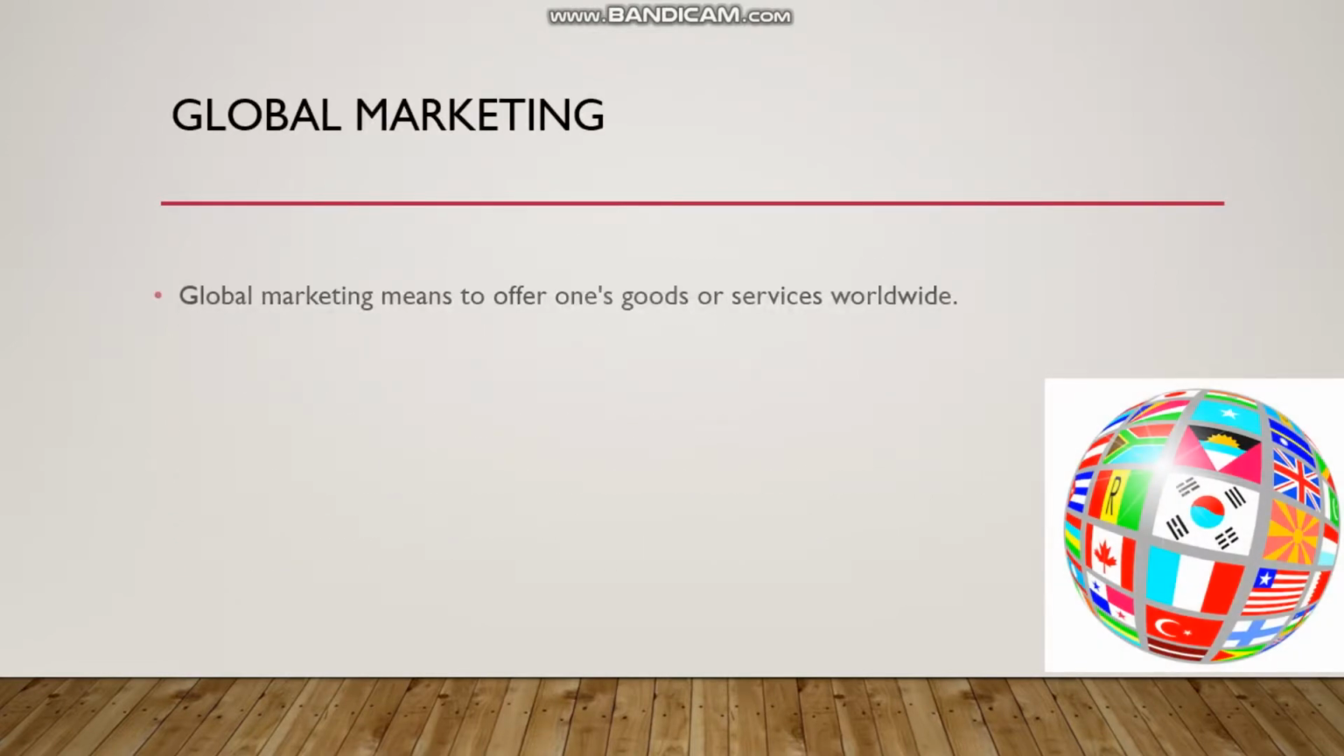What then is global marketing? Global marketing means to offer one's goods or services worldwide. Most companies begin marketing their goods or services within their country and expand to the global market to capture the greater market share and open up new avenues for sales. Global marketing and global branding are integrated.